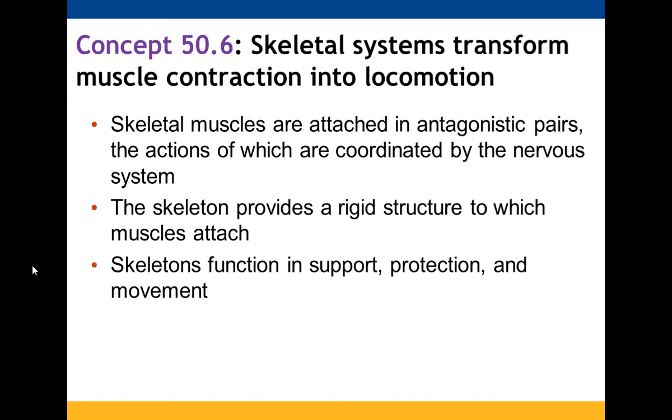Skeletal systems are able to use muscle contraction and turn it into locomotion. The muscles are attached in antagonistic pairs, so they work opposite one another. Their actions are coordinated by the nervous system. The skeleton provides a structure to which these muscles can attach, and it also helps provide support, protection, and movement.